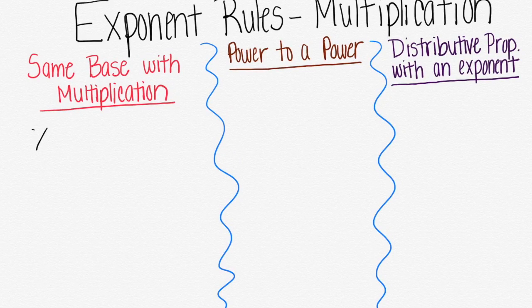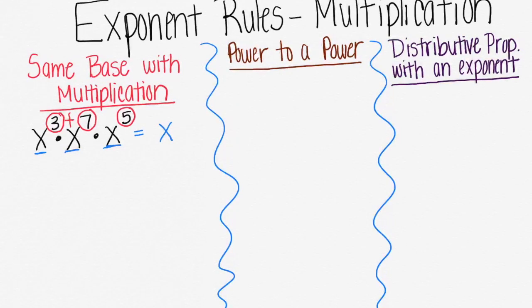Let's say we have x to the 3rd multiplied by x to the 7th times x to the 5th. Since all of these bases have an x and they are all the same, we carry through that base, and this rule tells us that we take the exponents and we add them together. So 3 plus 7 plus 5 gives us an exponent of 15, okay?